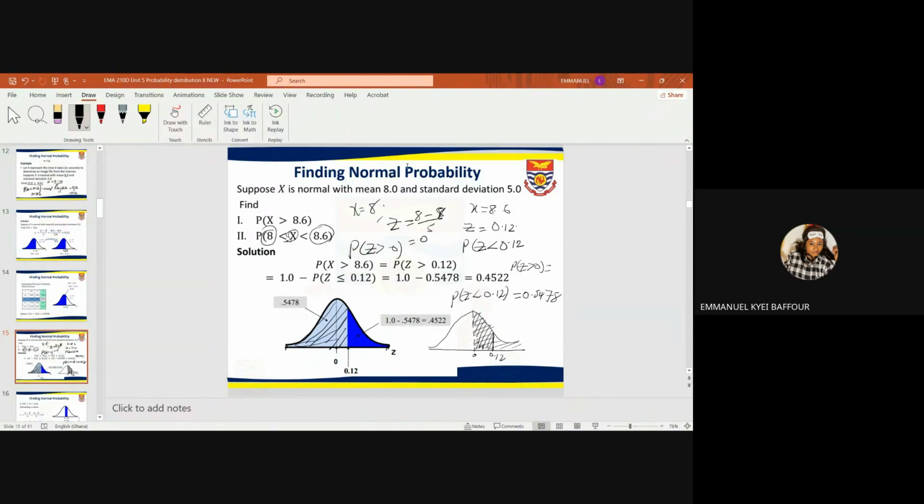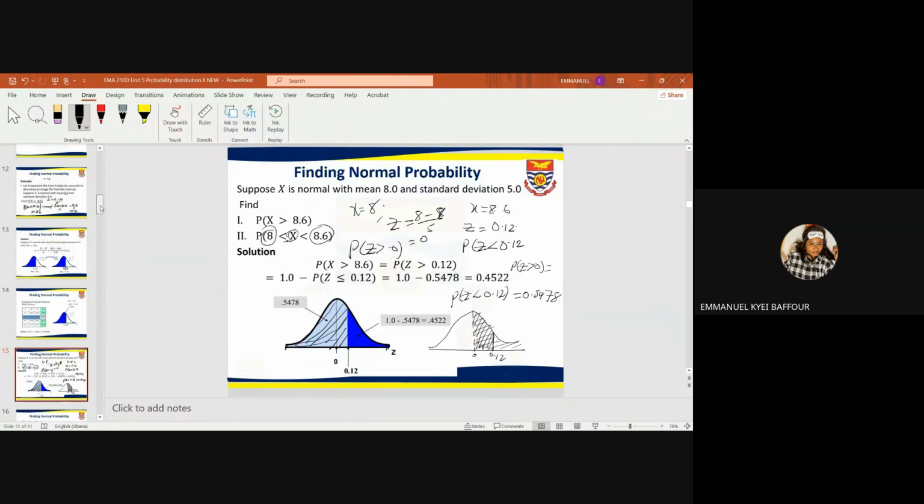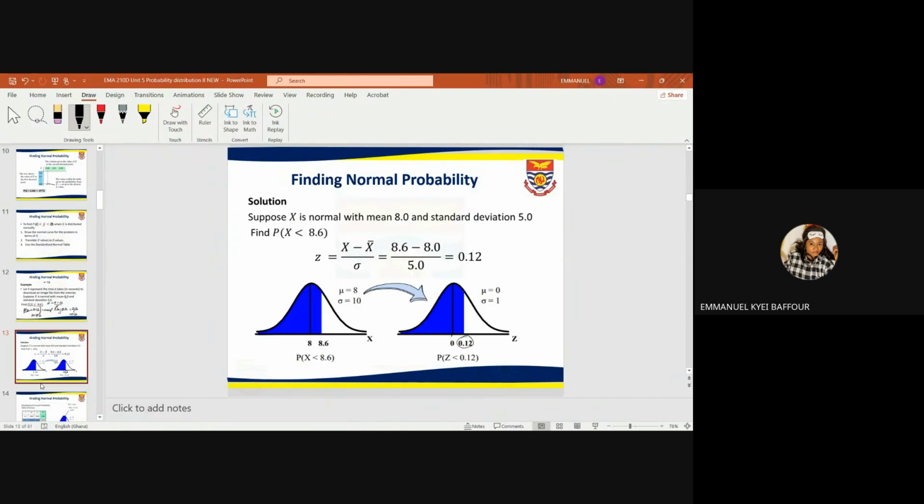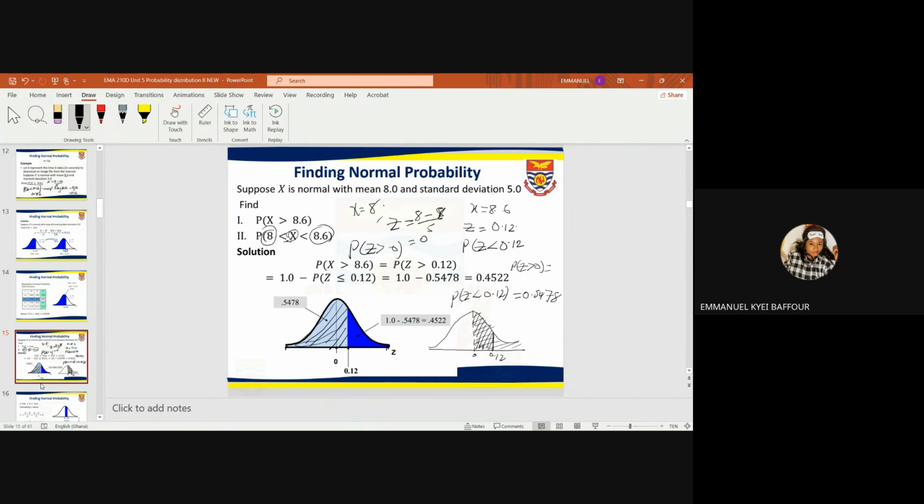Now let's calculate P of Z greater than 0. So we are going to look at the z-score for 0.00, so we have 0.000. So we are getting a result of 0.5000.